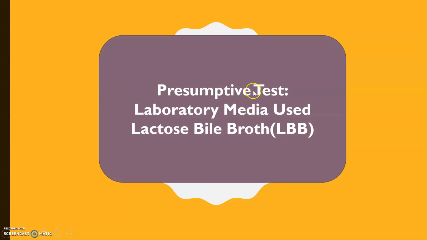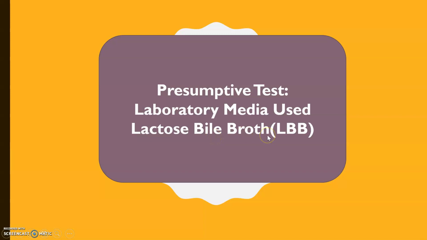First, we see the presumptive test. In this, the laboratory medium used is lactose bile broth, that is LBB. Here, the medium contains lactose, bile salt, and neutral red as a pH indicator. Lactose acts as a carbon and energy source, while the bile salt, also called sodium taurocholate, selects only the growth of intestinal microorganisms and inhibits non-intestinal microorganisms.